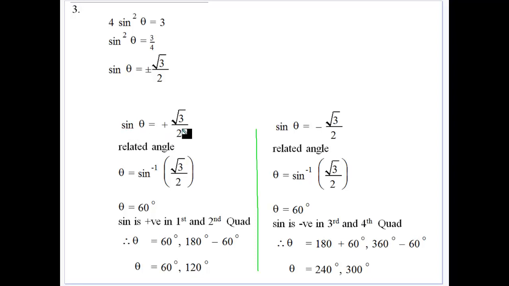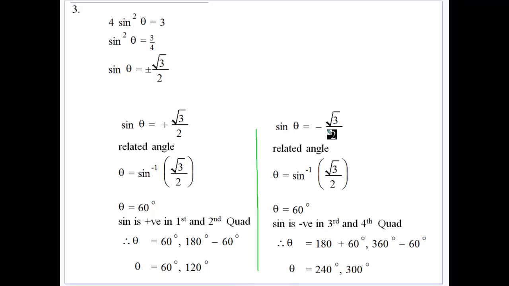So we get our related angle when sine is equal to root 3 on 2 gives us 60. So the related angle for both of these is the same. But we've got sine where it's positive in the first and second, so we get our related angle, and 180 minus the related angle gives us 120.